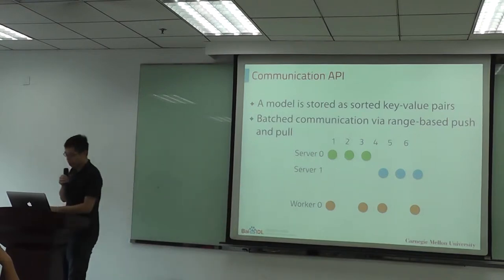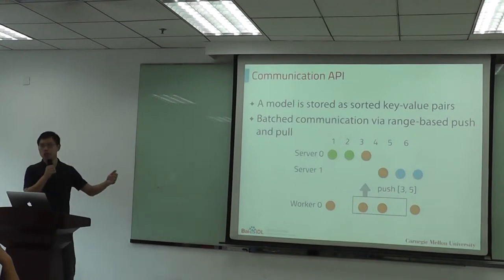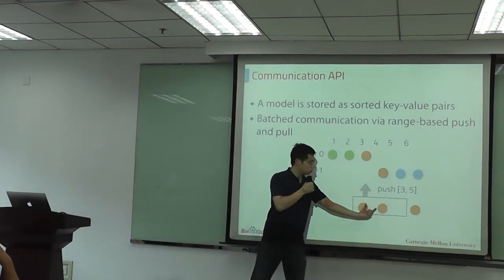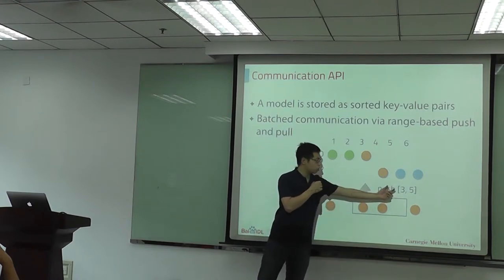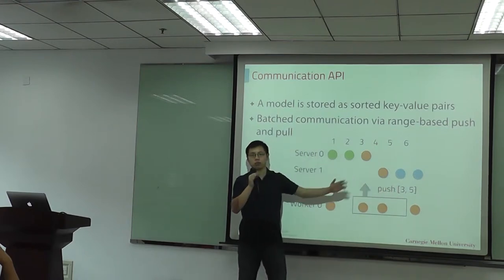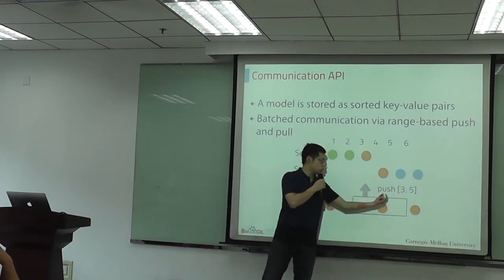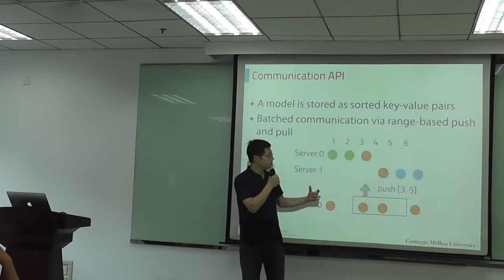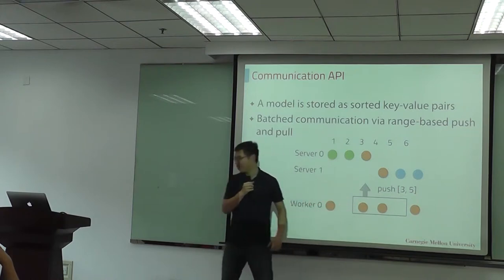And what you want to do is say, okay, I want to push all the values from the key range 3 to 5 onto the server. So then you do not have these values, and only these 2 go to the server. And you can change the range to a very large range, and push the whole model onto the server. You can also reduce the range to send only one particular value. But in most cases, do not send a single value. It's not desirable.